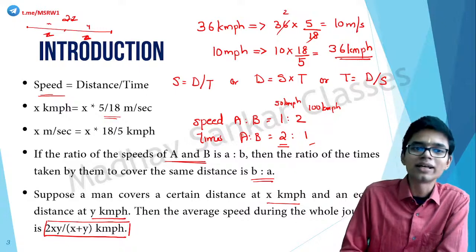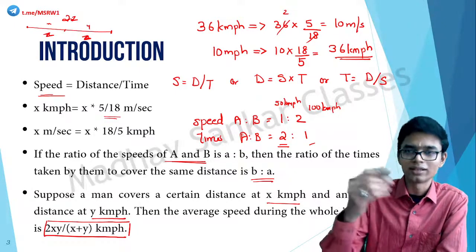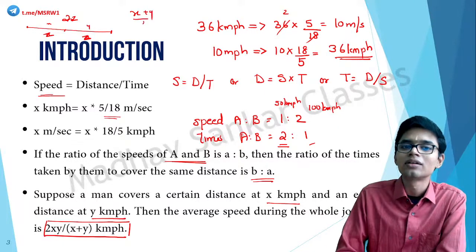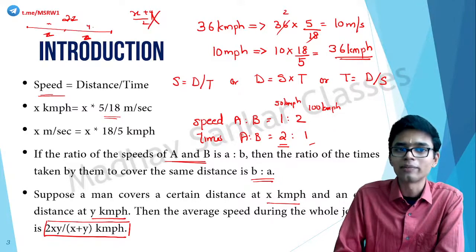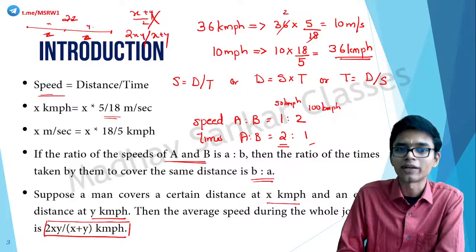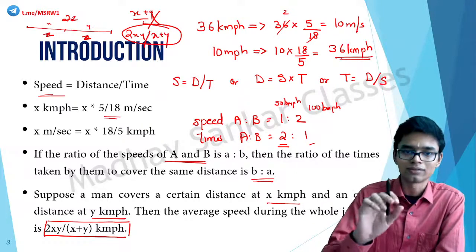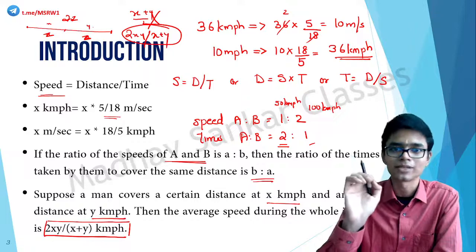Okay, so in this case, based on this diagram, you might think that the average speed would be x plus y by 2. Correct? This is actually wrong. It is not x plus y by 2. It is actually 2xy by x plus y. This is the average speed. So this is one area where you could go wrong. Please make sure to keep this in mind.